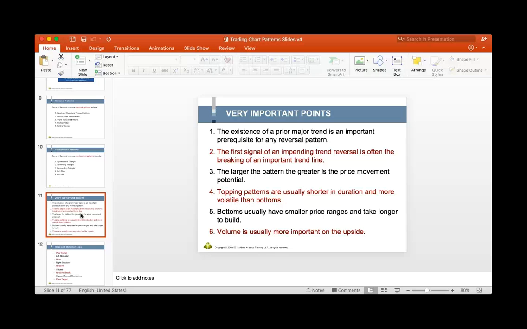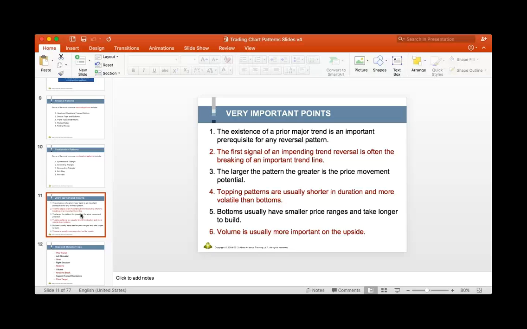Number 6, volume is usually more important on the upside. Volume is like your fuel. Let's say you go to battle, this volume is actually your fuel. If the stock is going up, you need to have volume to confirm that the price is going up. Let's say you have a breakout pattern, then you want the volume to also be breaking out. So volume must agree with the price.